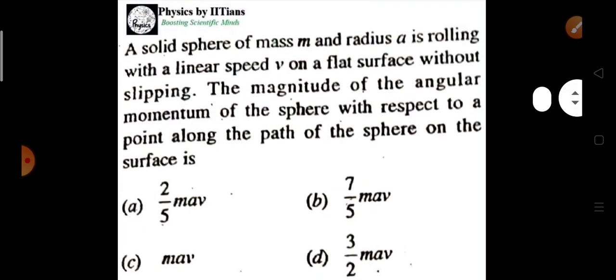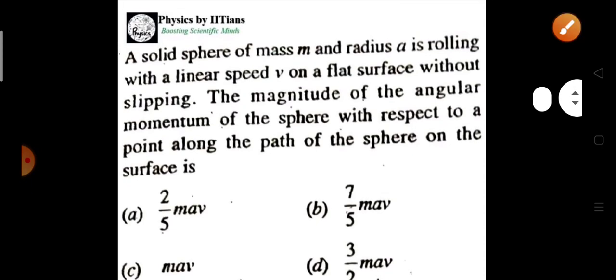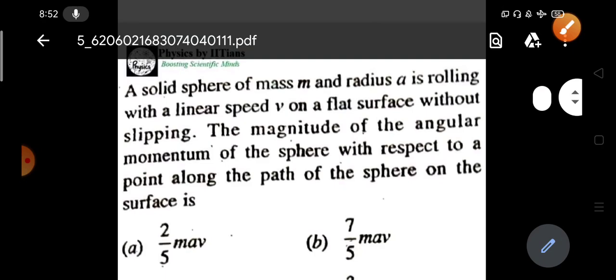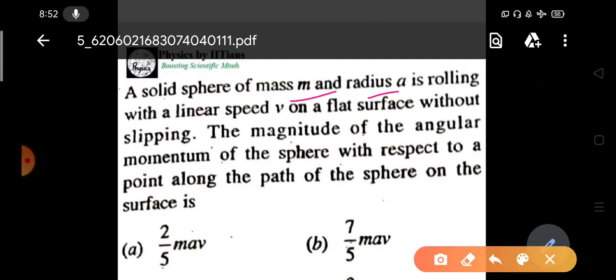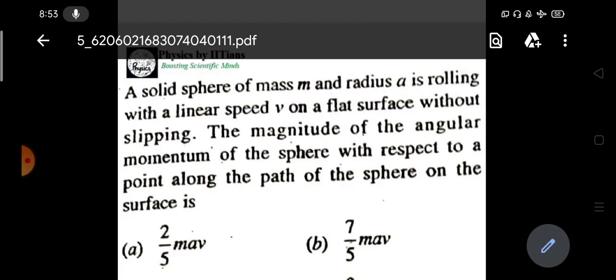First you have to understand the question, what data have been provided. There is a sphere whose mass is m and radius is a. It is rolling without slipping and the linear speed is v. It is rolling on a flat surface. Now you have to find the magnitude of the angular momentum of the sphere, with respect to a point that is along the path of the sphere on the surface.